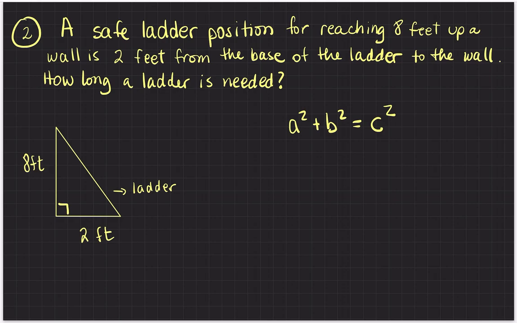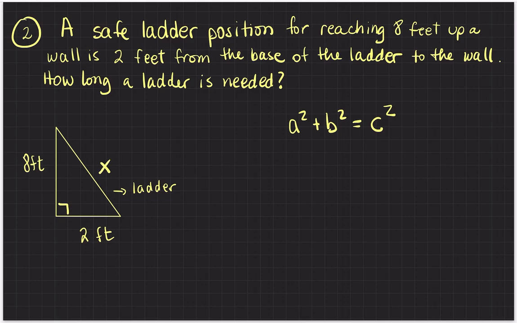Now, to be able to use it, the A and B, as we just said before, these are the legs, and the C is the hypotenuse. So I need to find out which are the legs and which one is the hypotenuse. So the side that is right in front of the right angle, that's the hypotenuse, which in this case is this side. I don't know the length of that side. In fact, that's what I need to find. We will call it just X, which is the length of the ladder.